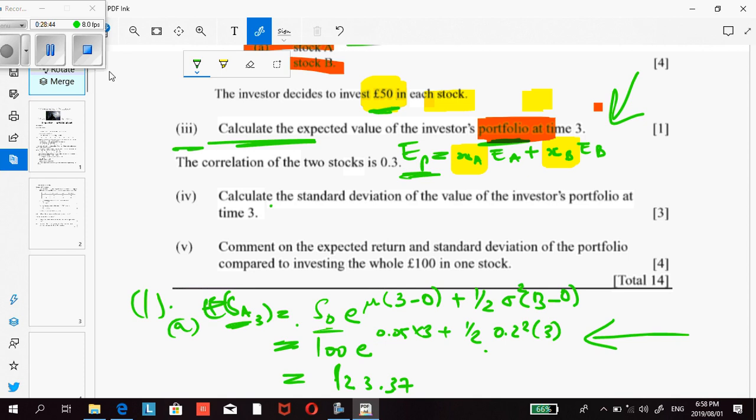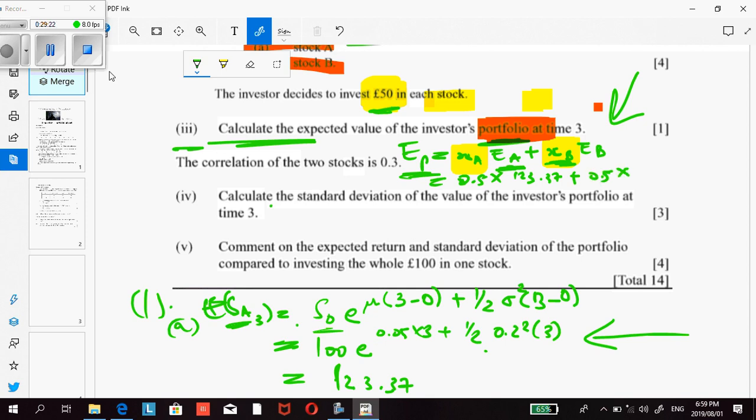have a total of 100, which means that the proportion invested in A will be £50 over 100, which is 0.5. So I'm going to have 0.5 times the expected value of A, which you calculated in part 1 of the question, which is 123.37 plus your proportion in B. I'm investing 50 in stock A and 50 in stock B. So your proportion in stock B will be 50, but I've got a total of 100. So your proportion will be 50 over 100, which is 0.5.